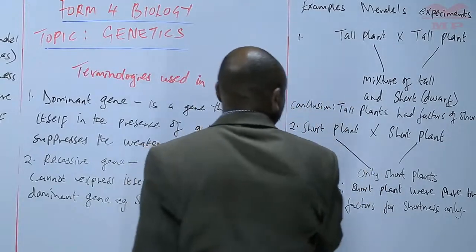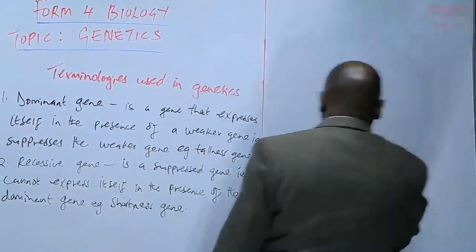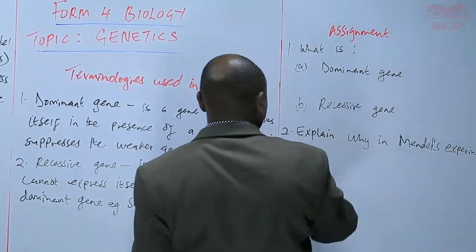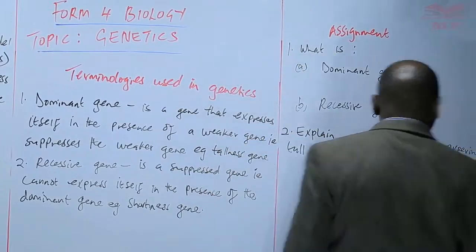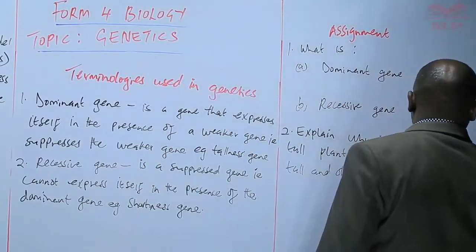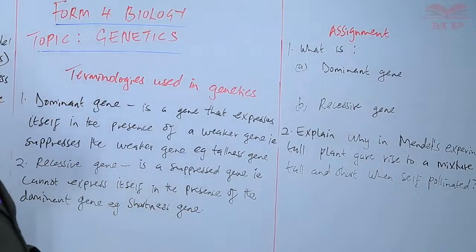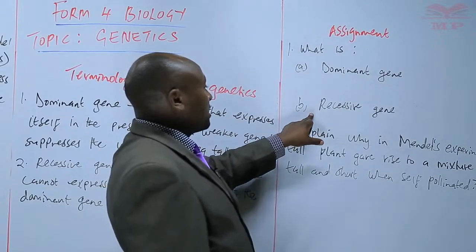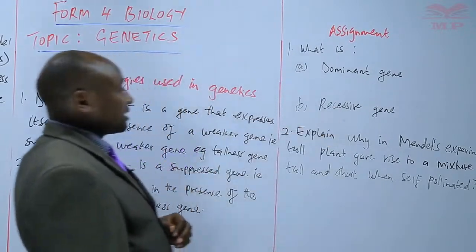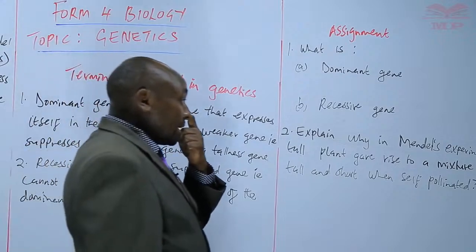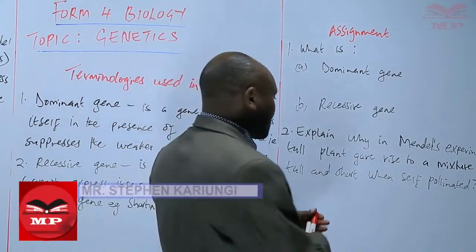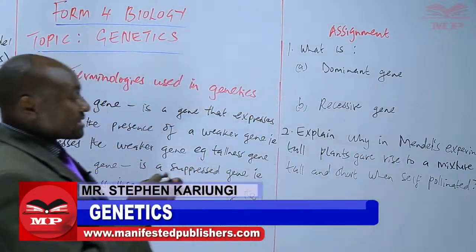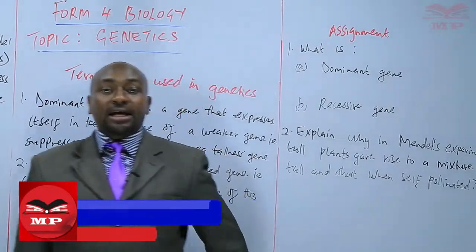So you'll have an assignment on this. The first question, what is A, a dominant gene, B, a recessive gene? And number 2, explain why in Mendel's experiments, tall plants gave rise to a mixture of tall and short when self-pollinated. We'll stop there until next time. Goodbye.